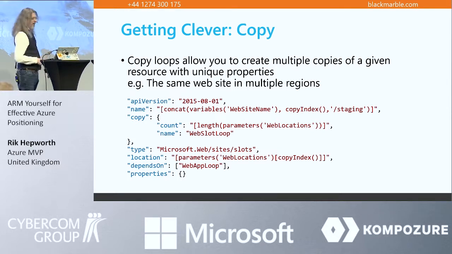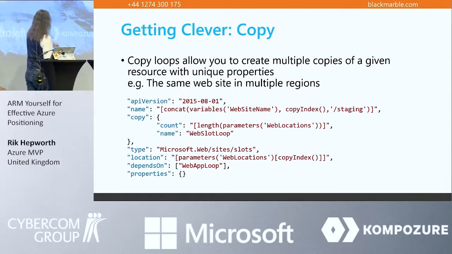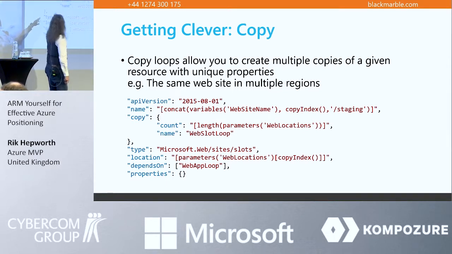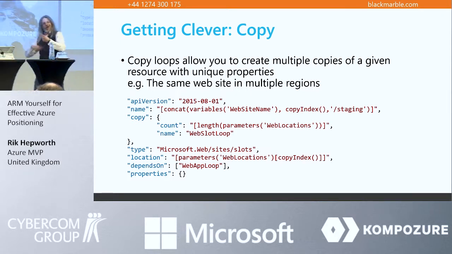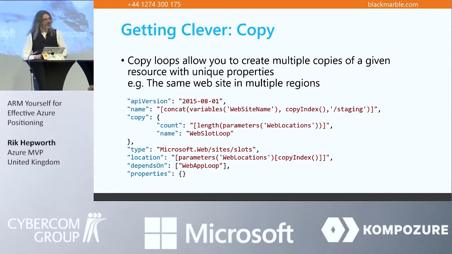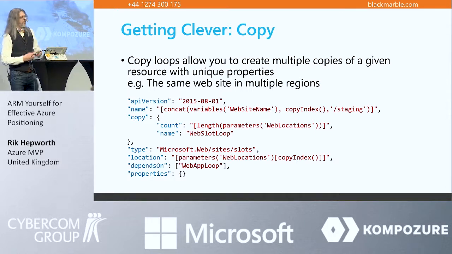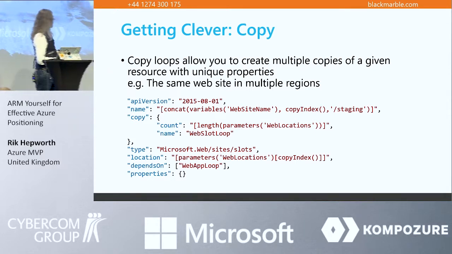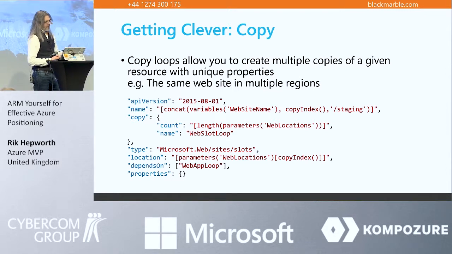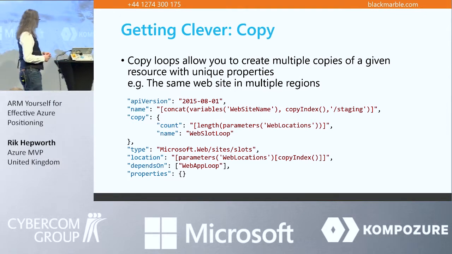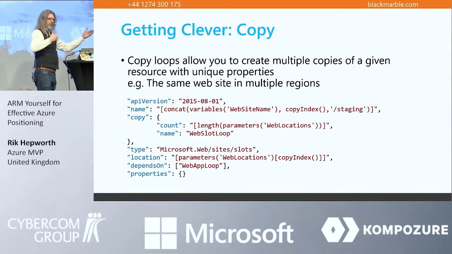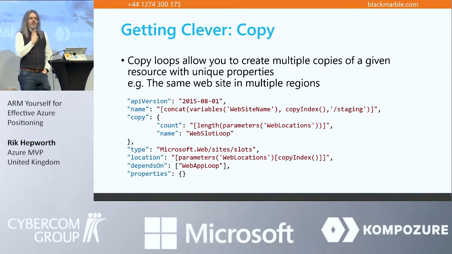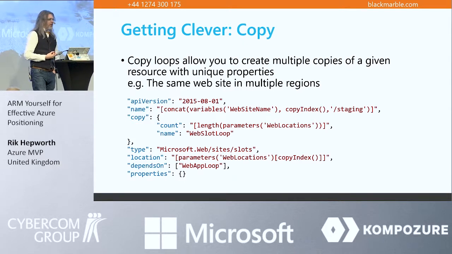So I can say, as you can see there, I can enter a count, a name, and it will build as many instances of the JSON that I've got in for that resource as I put in count. So if you look in the code for the template that I deployed earlier, which is in my GitHub, lots and lots of resources in there are building themselves through a copy because the number of instances will depend on how many regions I'm pushing out to.